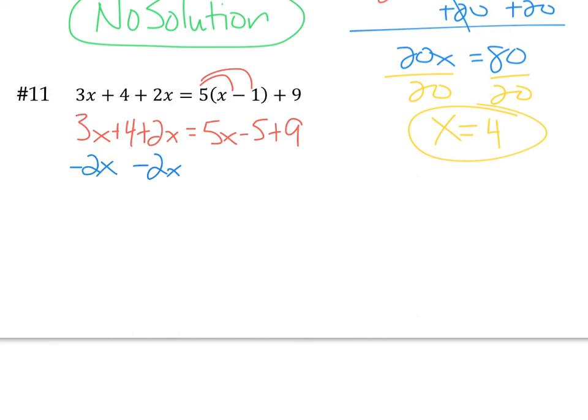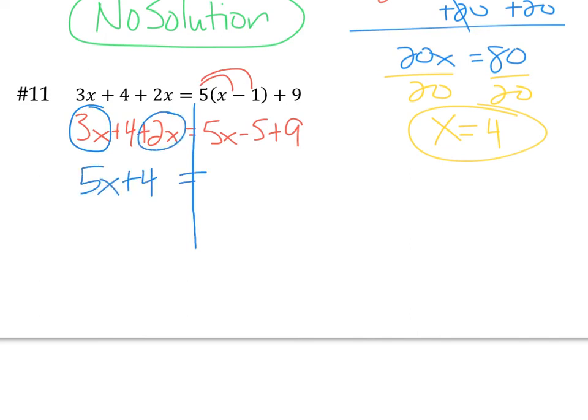I subtracted 2x twice from the same side of the equal sign. I'd have to go and subtract the 4x over here to balance that out. That's not what I want to do. So be careful. These are like terms on the same side of the equal sign. I don't need to subtract 2x to cancel it. I just combine the like terms. I combine the 3x and the 2x to get 5x plus 4 equals 5x plus 4.